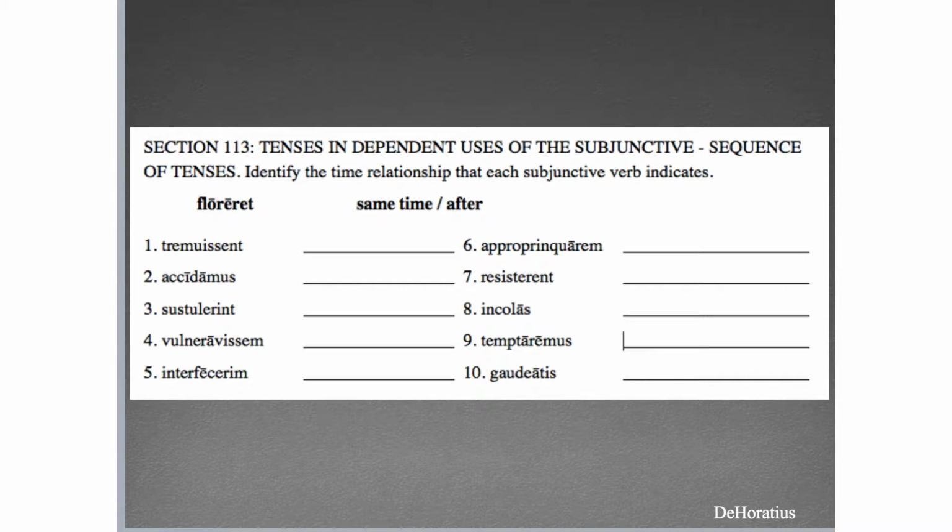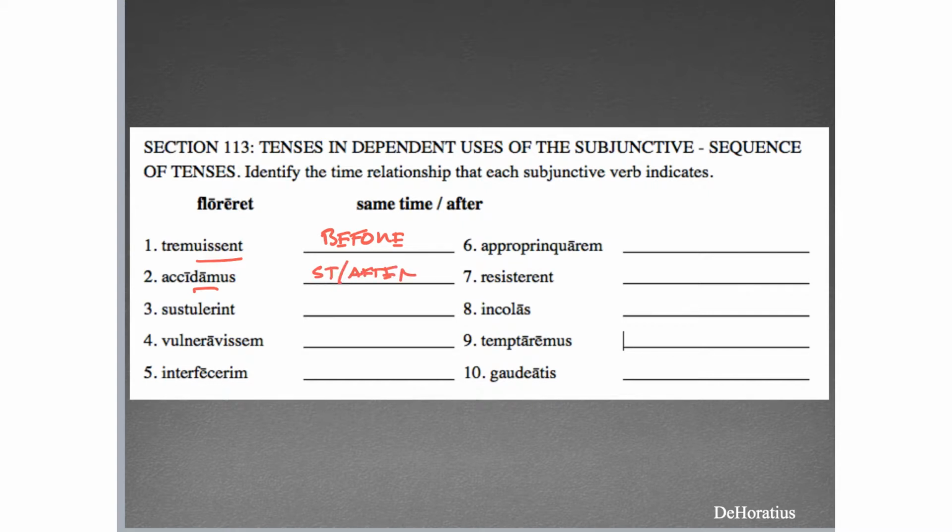So all you're doing is identifying the time relationship. In other words, number one, tremuiscent indicates that it's a pluperfect verb. That indicates that its relationship is before. Akadamas, that A tells me that it's a present subjunctive. Present subjunctive indicates that same time or after relationship.